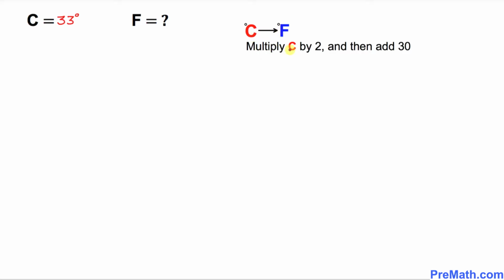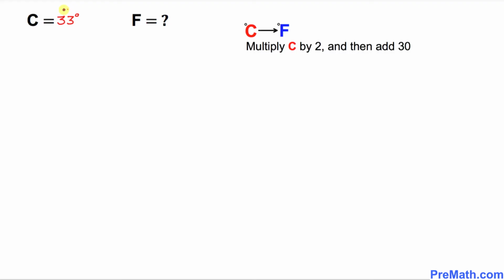You multiply C by 2 first and then add 30 to it. Once again, this is not really a formula. This is just a simple kind of technique. Once you master it, you will see how easy it is. So let's go ahead and get started.